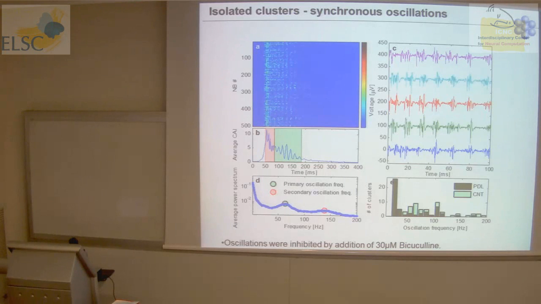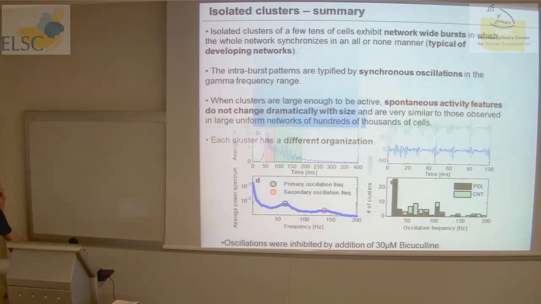Now, another thing that I want to mention here is this frequency range of 20 to 100 hertz, which corresponds to the gamma band. And in this respect, we block inhibition with acutylene, and this abolished the oscillations, so they may be of the same source.